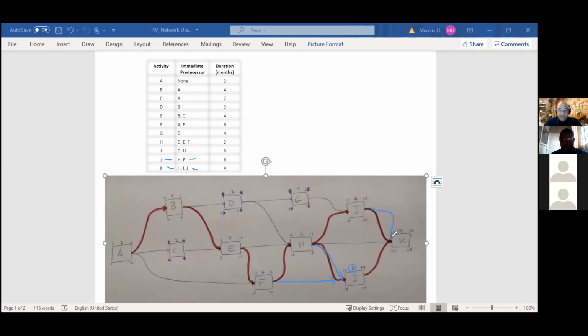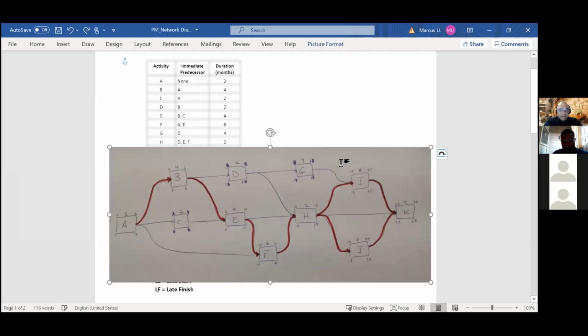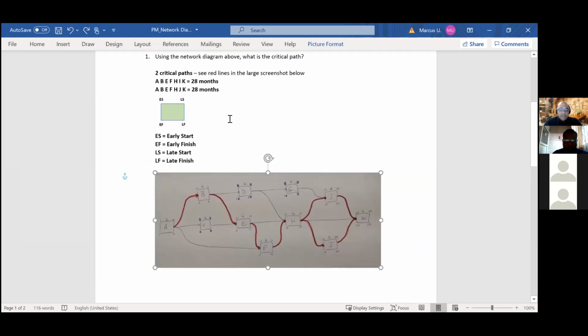Oops, I, J, and H. And duration is 4 months. 4 months. So that's it. So that's how I do this one, right? So that's how this entire diagram was done. Okay, so here's all that. So that clears that.